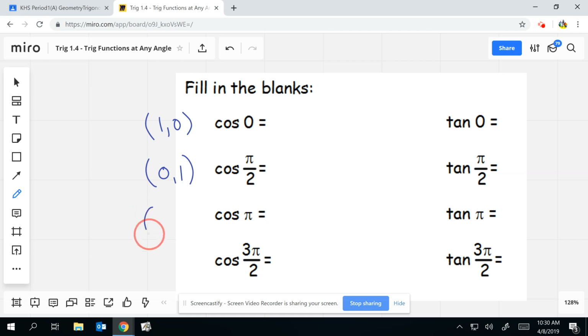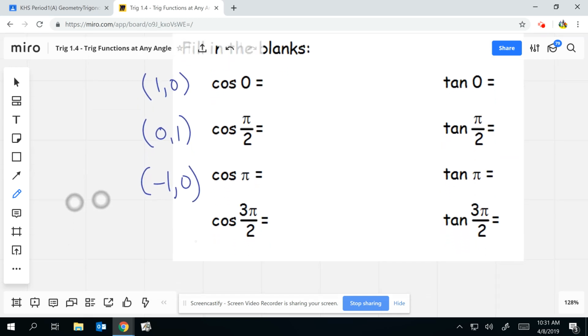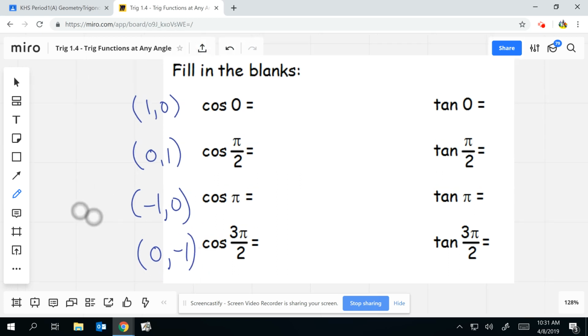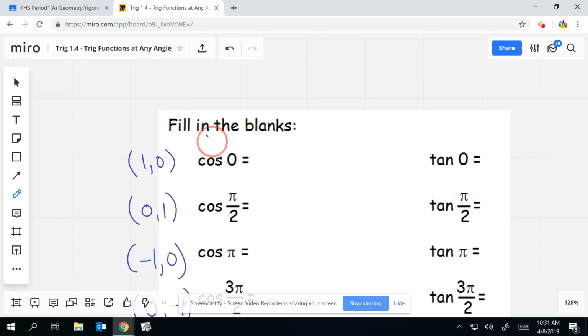And cosine is left -1 and up 0. That's at 180 degrees. And the coordinate at 270 is to go over 0 and down 1. Your cosine is your x value. And these are the axis angles, we call them. So your cosine is your x value.